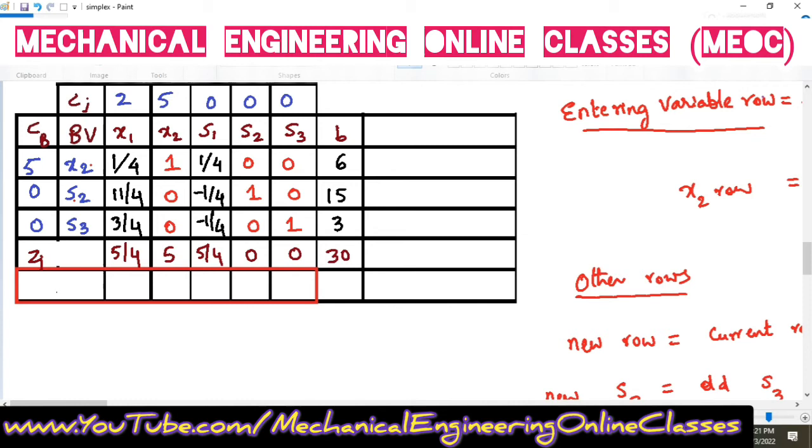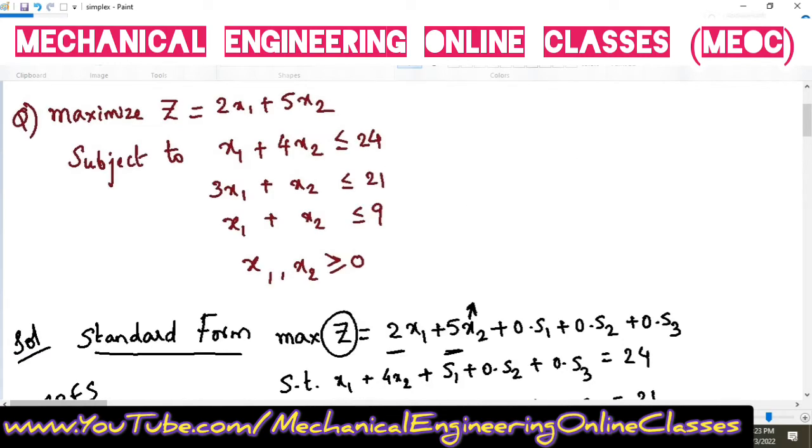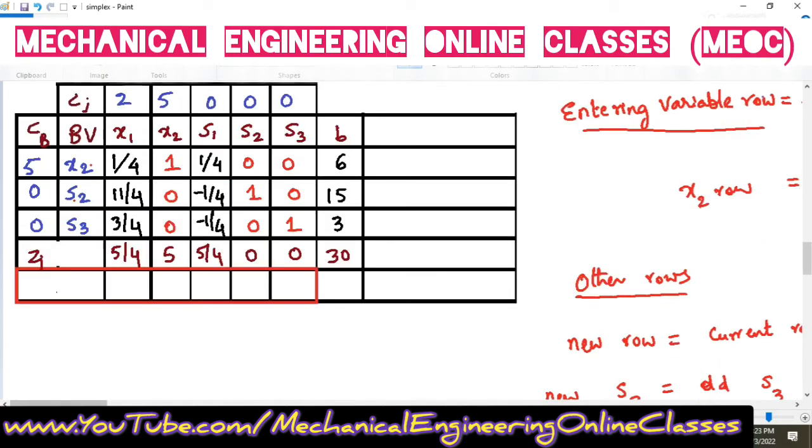So for the given values, x1 and s1 are zeros, x2 is 6, s2 is 15, s3 is 3. When we substitute the obtained x1, x2, s1, s2, s3 in this Z, we get it as 30. So we can see that here.